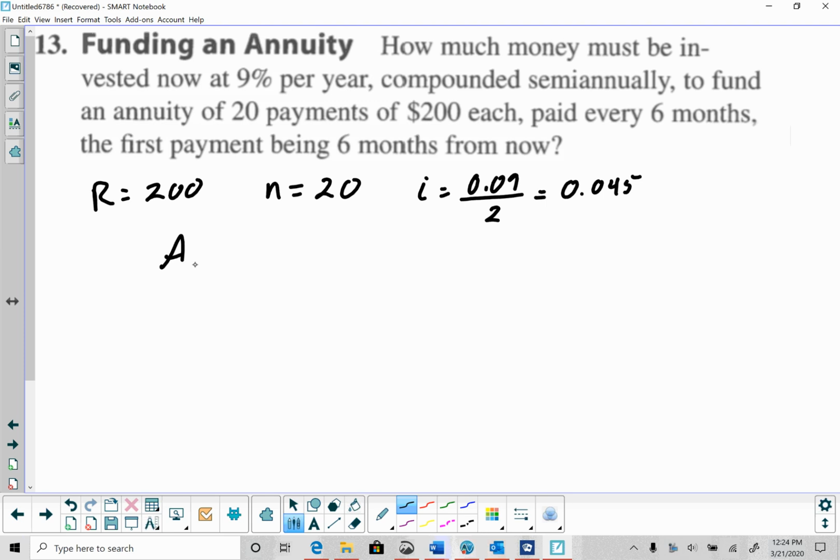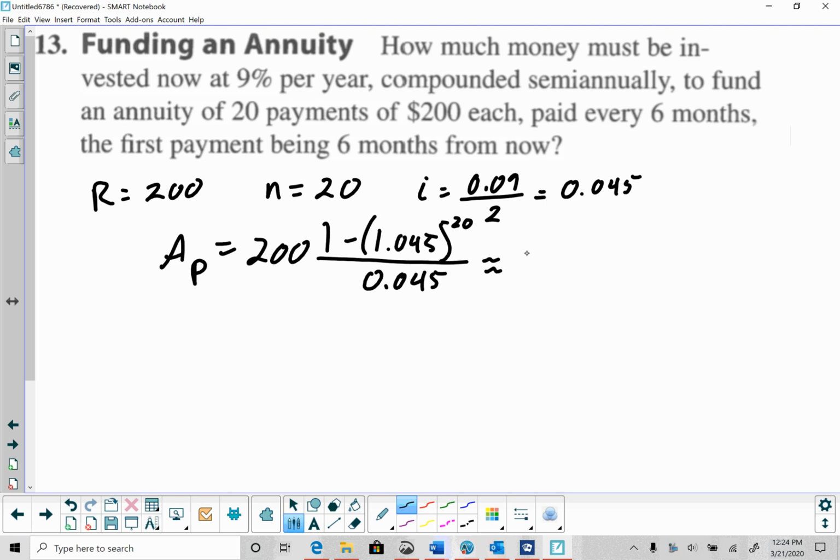All right, so the amount we need to put into the present account, we're going to take R, which is the 200, and multiply it by our lovely fraction here, where we take 1 minus 1.045 raised to the negative nth power, so that's negative 20, over I, which is 0.045. And again, you can crunch the numbers there, carefully. $2,601.59.